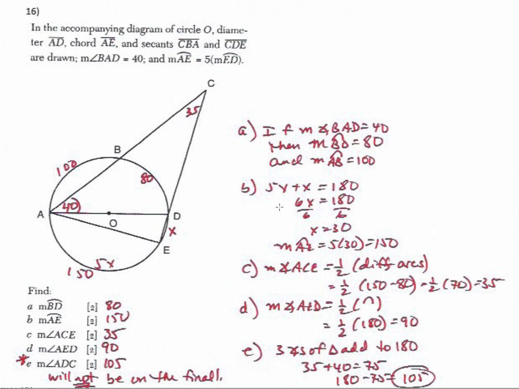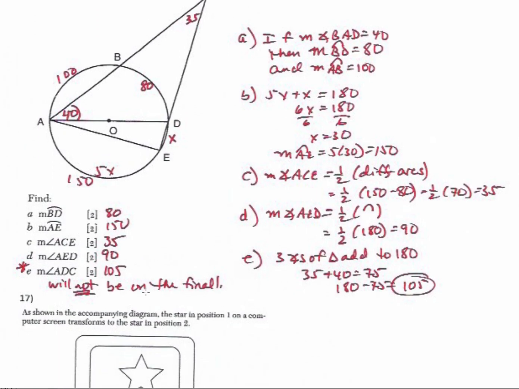Now, as far as getting the measure of arc DE and arc AE, in this particular case, they add up to 180 again. So 5x plus 1x is 180. 6x is 180, divided by 6, x is 30. And at this point, I know the other arc is 5 times x, which is 5 times 30, or 150. So the measure of arc AE is 150. It also means the measure of arc DE is 30. So those two things should be kept in mind.